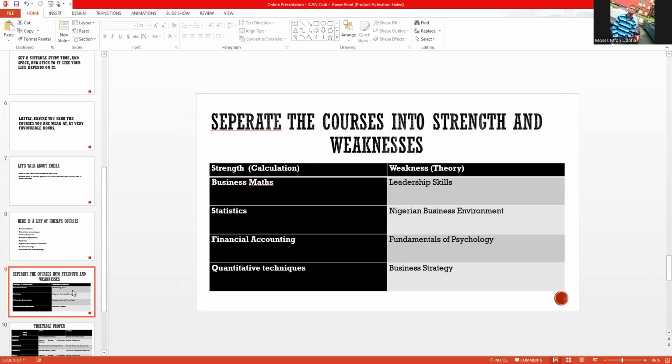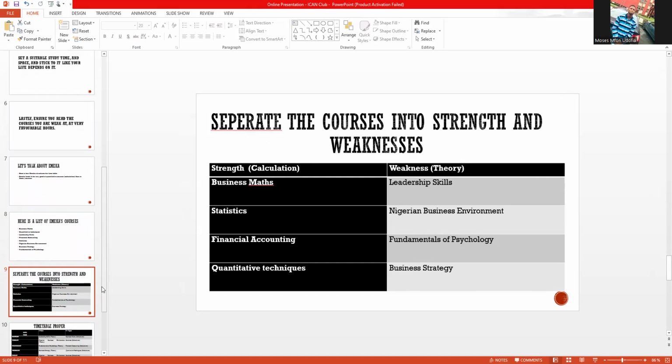Now, Emeka separates the courses into strengths and weaknesses. You see, on one side he has his strengths, and on the other side he has his weaknesses. So Emeka has in his strengths business math, statistics, financial accounting, and quantitative techniques, and on the weakness aspect of it, he has the theory courses.